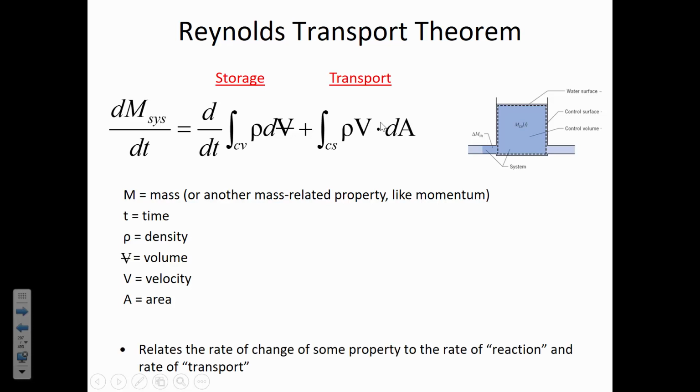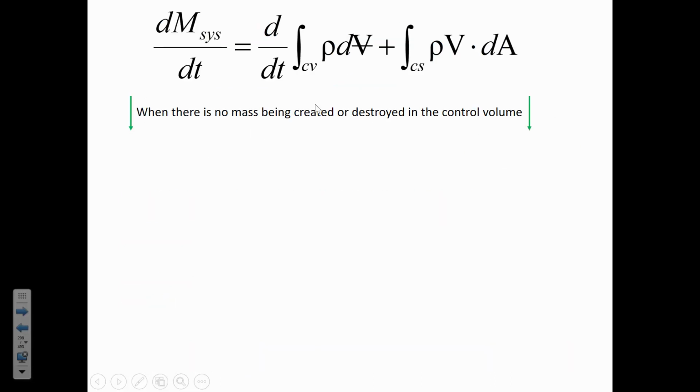This semester specifically, we're going to simplify the Reynolds transport theorem to assume that there's no chemical reaction due to the formation or the degradation of components inside the reactor. We'll just be looking at the flow in, the flow out, and the accumulation. And so here's that same equation from the previous slide.